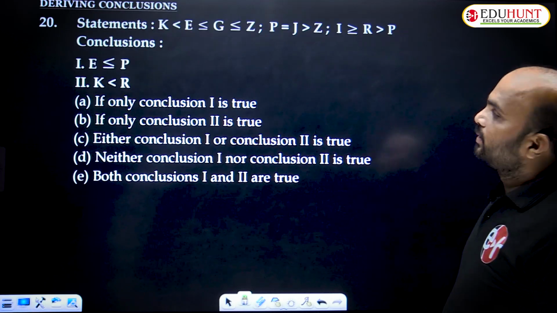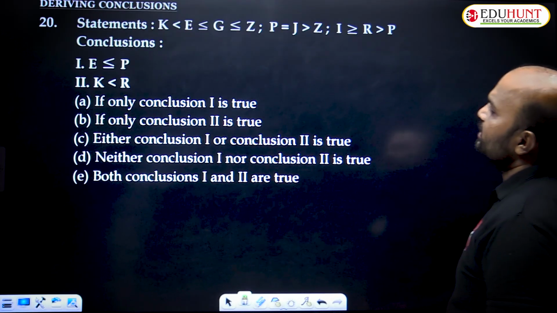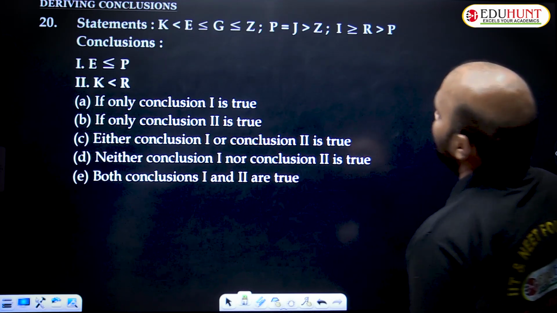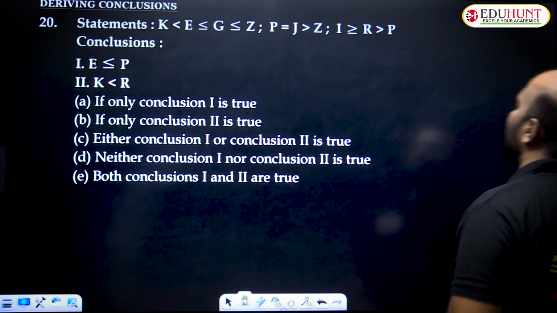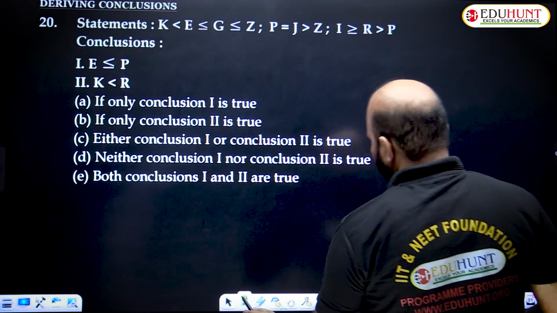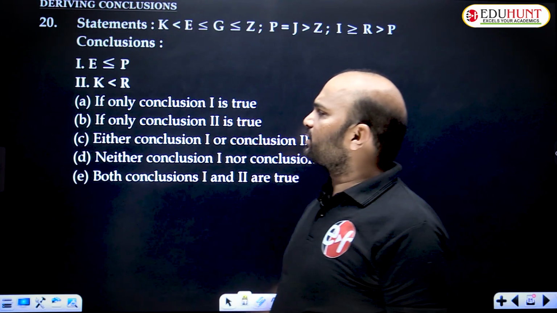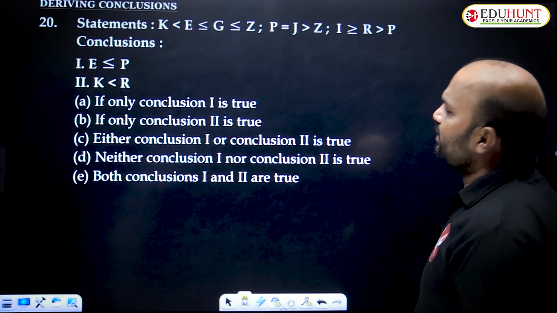Am I clear? Let's go to question number 20. Given statements: K is less than E, E is less than or equal to G, G is less than or equal to Z. That is the first statement. Second statement, P equals J, J is greater than Z. Third statement, I is greater than or equal to R, R is greater than P. Using the three statements, which conclusions are asked? First one, E is less than or equal to P. Second one, K is less than R.